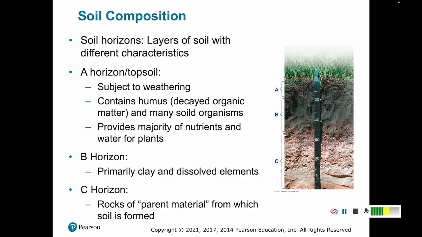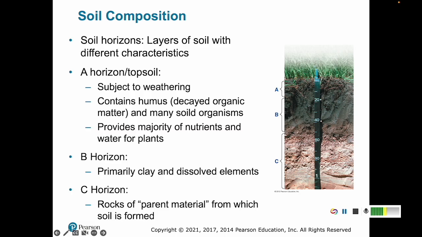So you mow the lawn, you leave the leaf clippings there, it decays. Dog comes and leaves some waste products, a bug dies there. All that is going to decay and become humus. Also has many solid organisms in it, worms and other bugs that are still living along in here. It provides the majority of nutrients and water for plants. The B horizon is primarily clay and dissolved elements, and the C horizon is pretty much rocks.